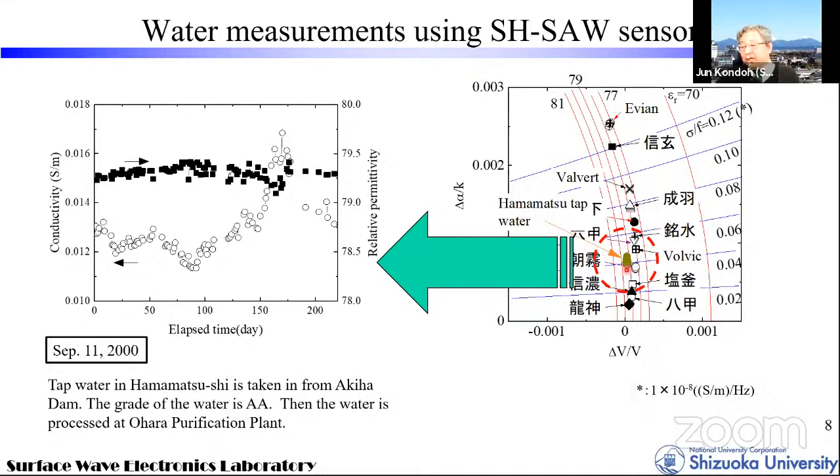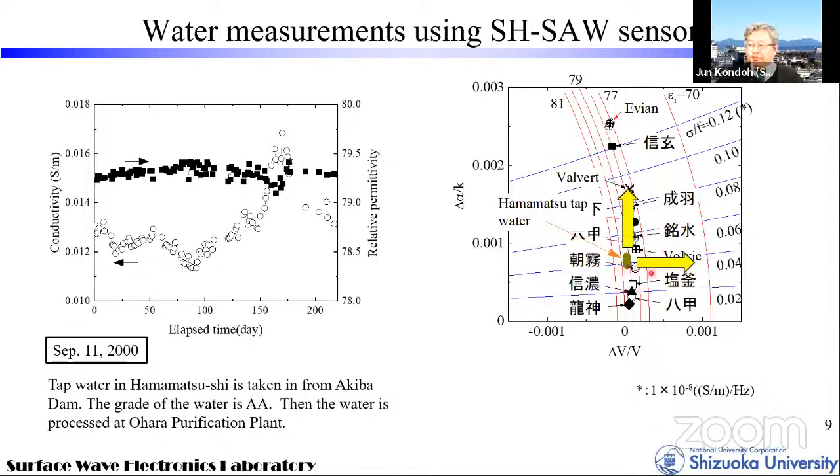So if some materials are mixed into the water, maybe the conductivity or relative permittivity will change. So it is possible to measure some material in the water sample, and this is an application for checking the quality or safety of the water. That is one application of the SH-SAW sensor. So please remember, using the SH-SAW sensor, we can evaluate the relative permittivity.